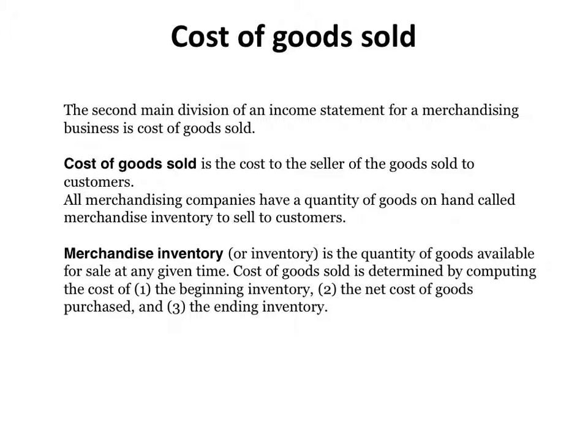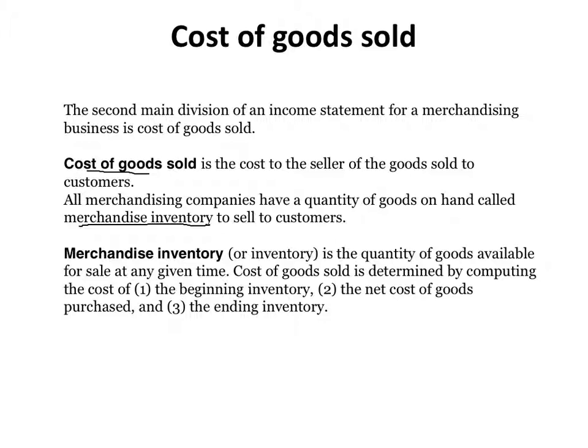The second main division of a merchandise income statement is the cost of goods sold. Just as the title says, this is a determination of the cost of the goods that we sold. So these are the costs to the seller of the goods sold to the customer. Now, all merchandise companies have goods on hand, and they are to be sold to the customers. So goods that are on hand for sale to customers is called merchandise inventory.